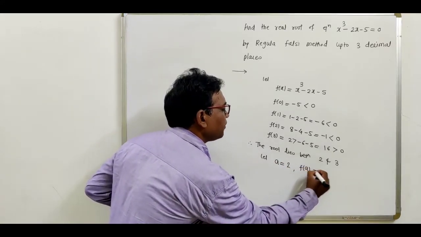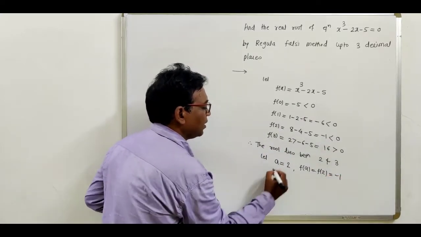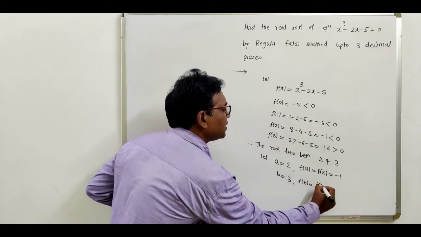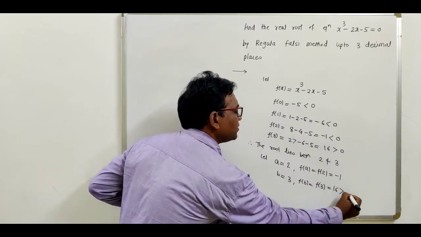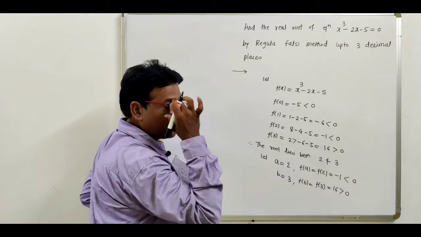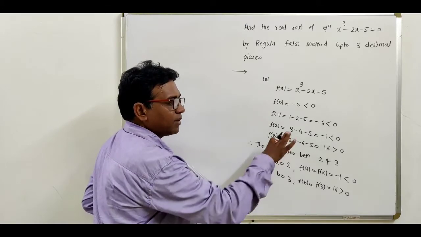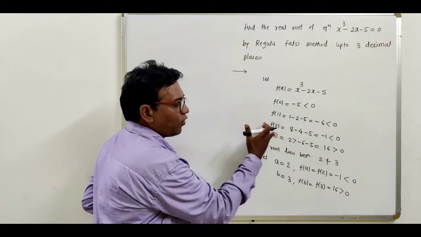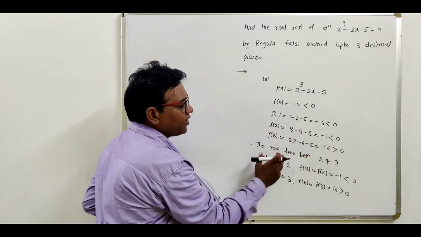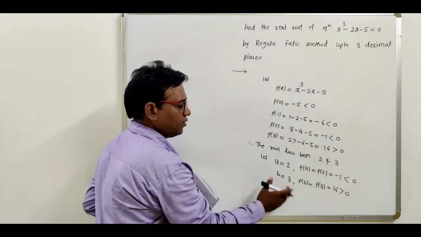So what is the value of fa, or the value of f2? We have found this value, this is minus 1. And let us take b equal to 3. So what is fb? The value of f3 is 16, which is positive, and this is the negative. So this is our first step: substitute different values for x and get opposite functional values. Now we have found f2 equal to minus 1, f3 equal to 16, which are negative and positive. So obviously the root lies between 2 and 3. So select a equal to 2 and b equal to 3.